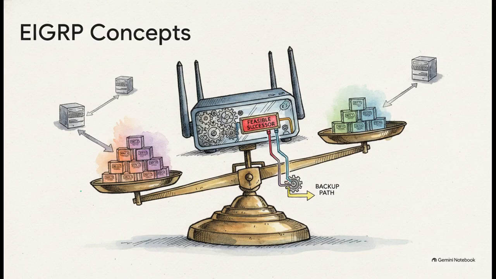Then we have EIGRP. Originally a proprietary Cisco protocol, it's considered an advanced distance vector protocol. What makes it so special is its highly sophisticated DUAL algorithm. DUAL actually pre-calculates backup paths called feasible successors. If a primary link fails, EIGRP doesn't even have to think. It instantly promotes the backup path, giving you sub-second convergence.